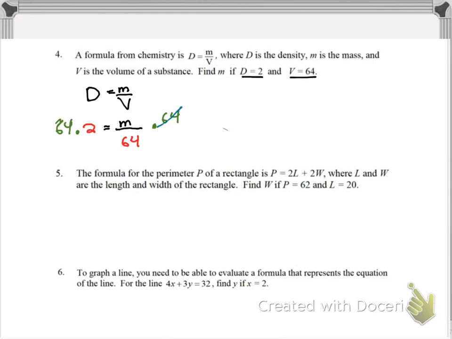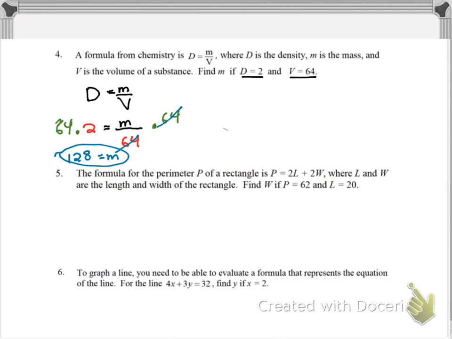So then over here, these 64s cancel out. I believe over here, we end up with 128. Okay, so the mass of whatever this is 128. Again, we left off the units just to make this really simple and straightforward. Okay, all right, we have time to do a few more problems, so let's do a few more.